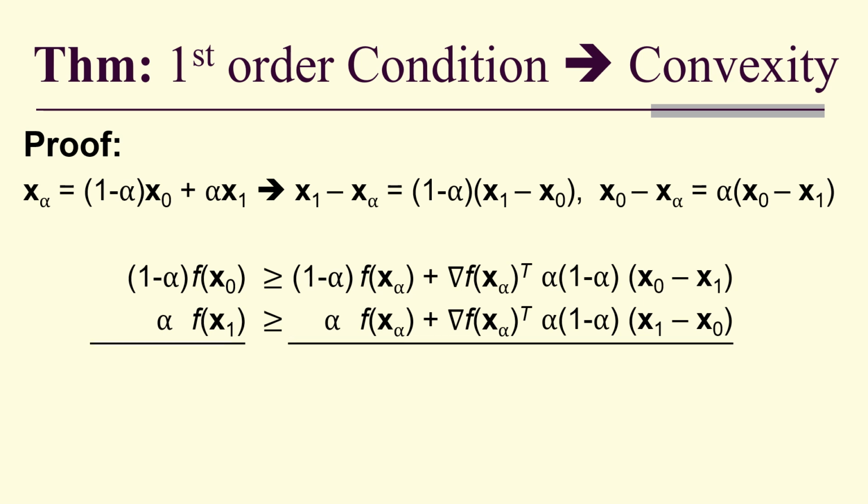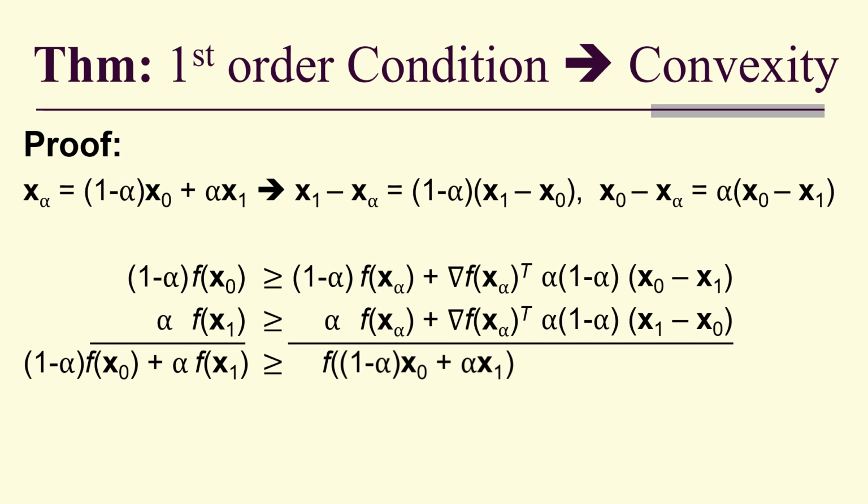And now let's combine these. In the beginning, we get (1 minus alpha) f of x naught plus alpha f of x1 greater than or equal to f of x alpha. But notice that the switching of the signs, x naught minus x1, x1 minus x naught, means that the last two terms cancel. And that's our proof.